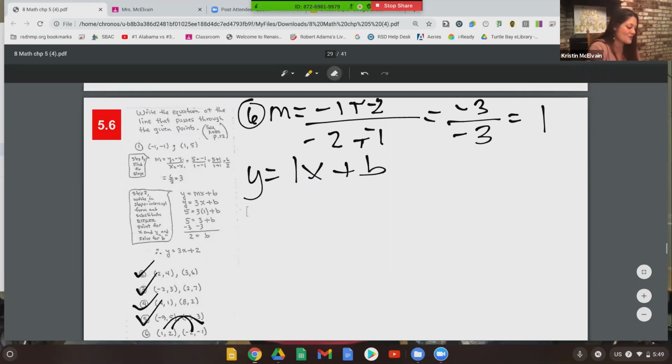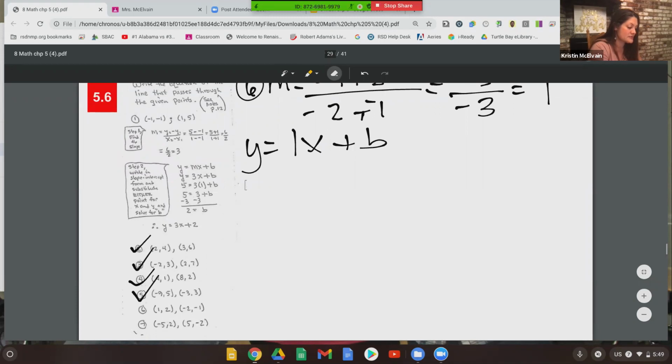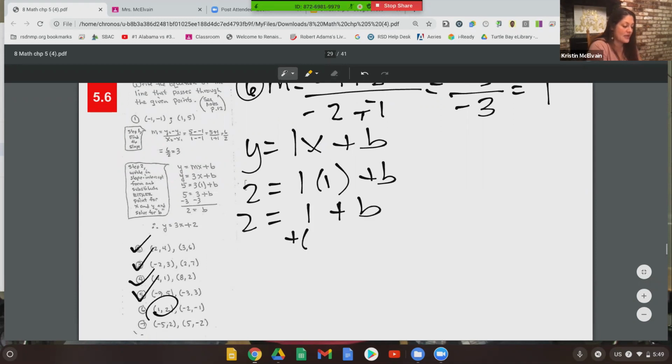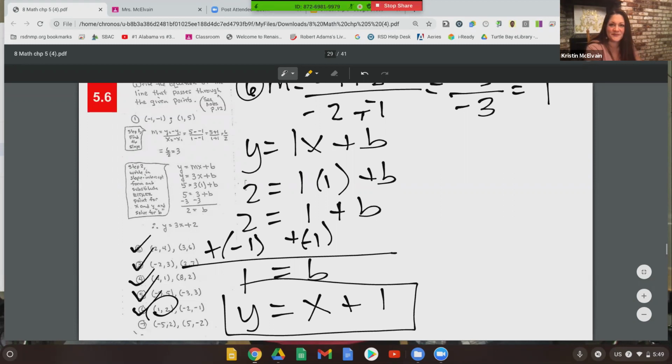Plug in one of our coordinates. I'm going to do the +1, which is 1, 2. So 2 is y equals 1 times 1 plus b. Add the opposite to both sides. Gives us 1 equals b. So our equation is y equals x plus 1. That's with a slope of 1.